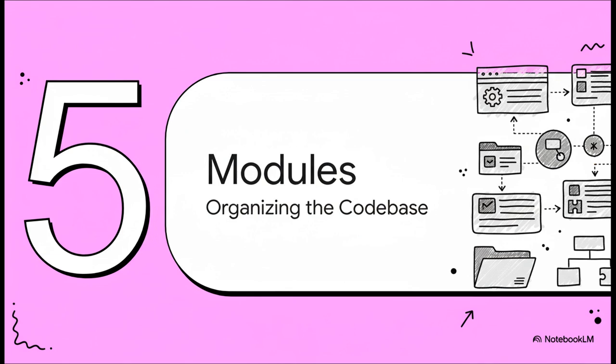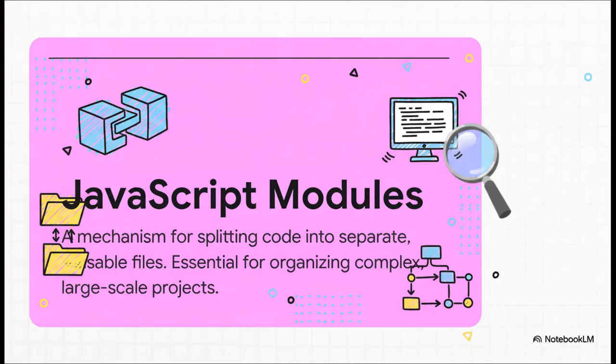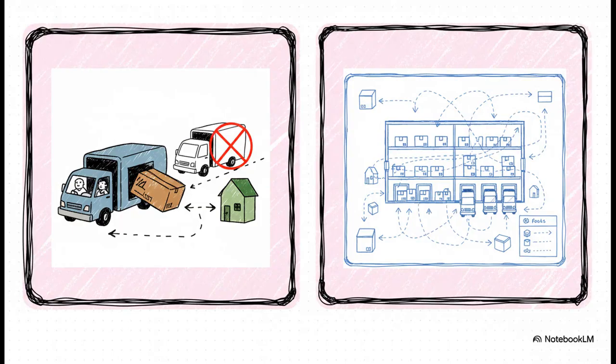Okay, we've got our data, we have our logic, and we have efficient processing. The final piece of this puzzle is organization. How do we keep our entire application from becoming one giant, unmanageable file? Modules are the absolute foundation of any serious JavaScript project. They let you split your code into separate, self-contained files. You can export functions or classes from one file and then import them into another. This keeps your code clean, it stops variable names from clashing in the global scope, and it makes everything so much more reusable.